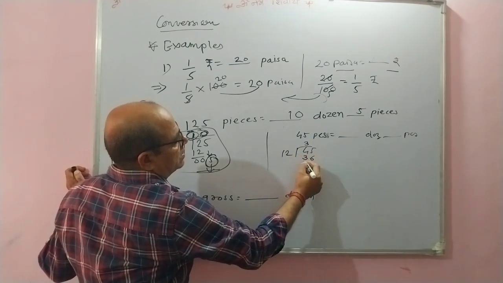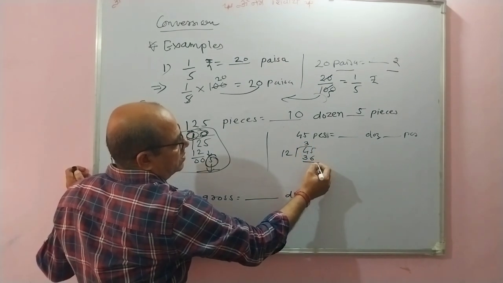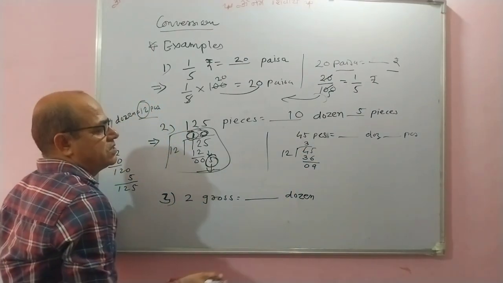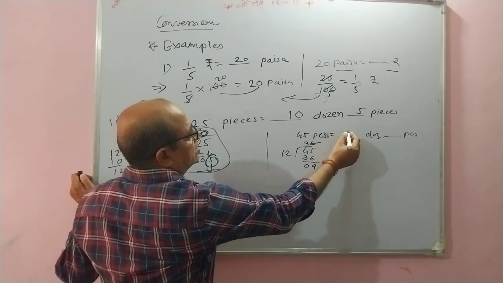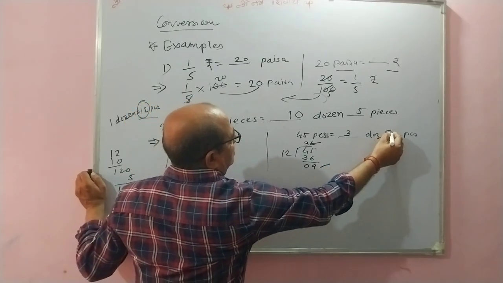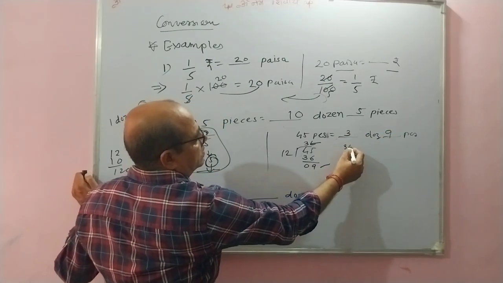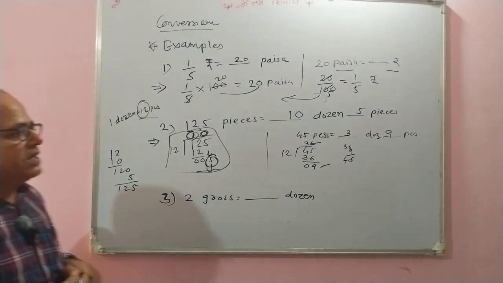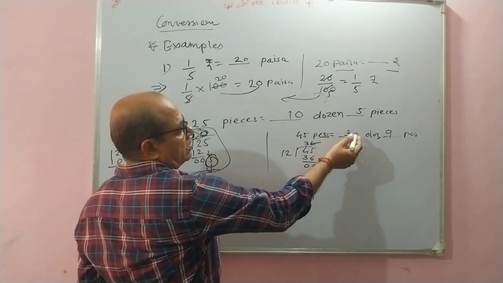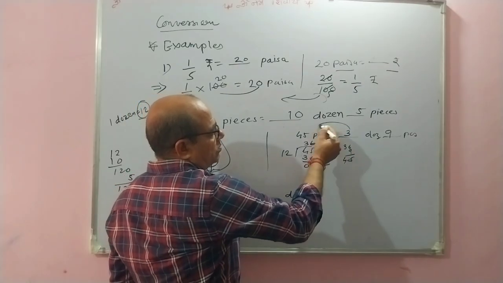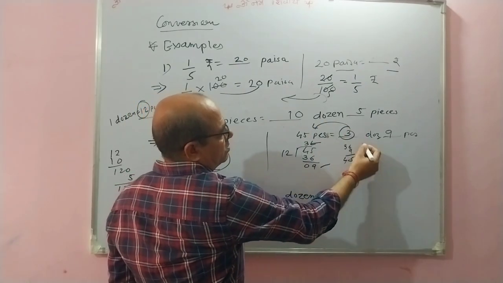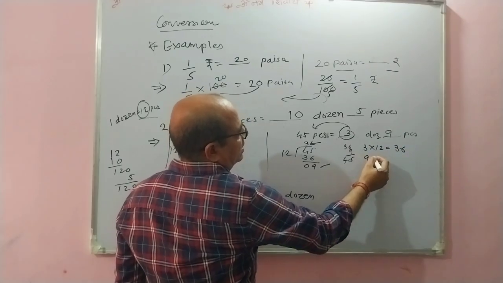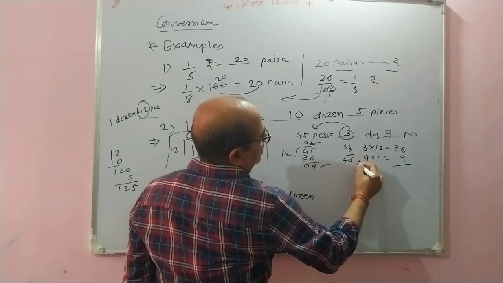So 36. What remains? 15 minus 36... here 3, and 9 remains. Right? So how many? This is 3 dozen and 9 pieces. 12 3s are 36 plus 9, okay, 45. So this way you can get the answer. If it was given in dozens and you want pieces, then you have to multiply 3 into 12 is equal to 36, and 9 1s are 9. So addition is equal to 45.